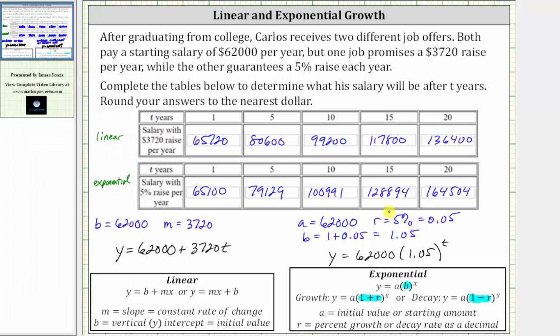Before we go though, looking at the table, notice how in the short run, the salary is higher when the raise is $3,720 per year, but then in the long run, the salary is higher when the raise is 5% per year. Before we go, let's look at this graphically.